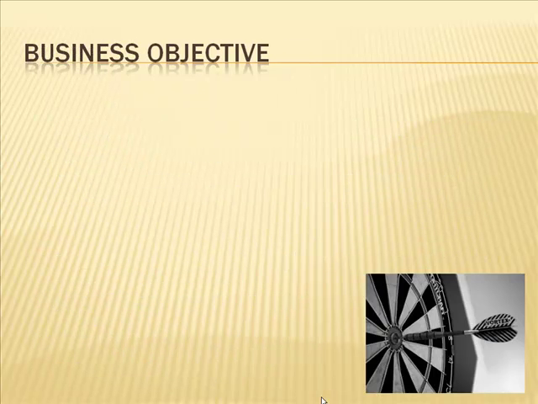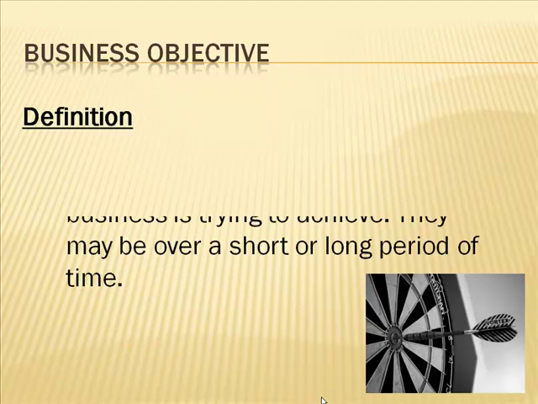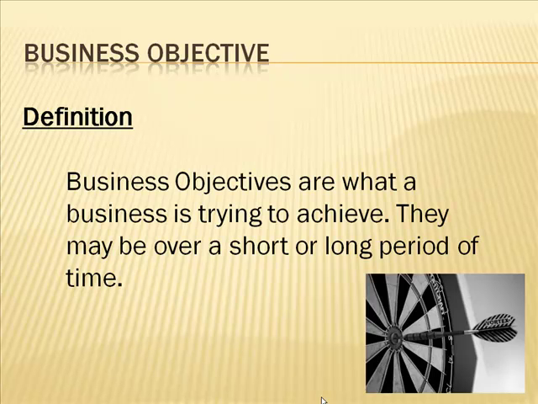So now that we've looked into objectives very briefly, I want to give you a definition of what exactly a business objective is. Business objectives are what a business is trying to achieve. They may be over a short or long period of time. So it's basically, what does a business want to achieve? What is their aim? What is their goal?